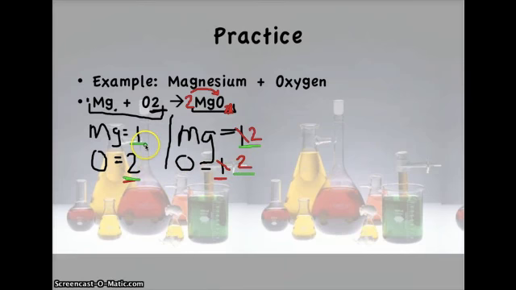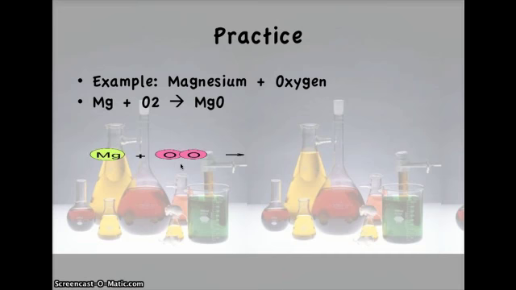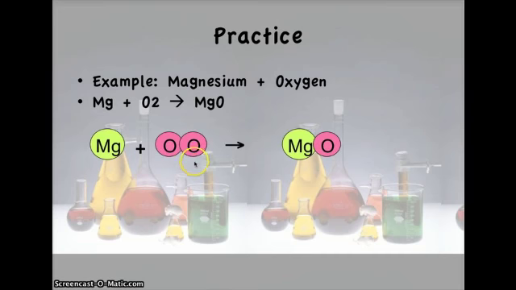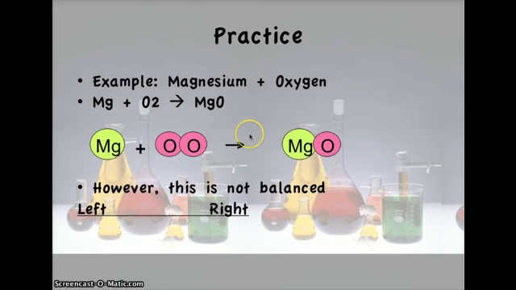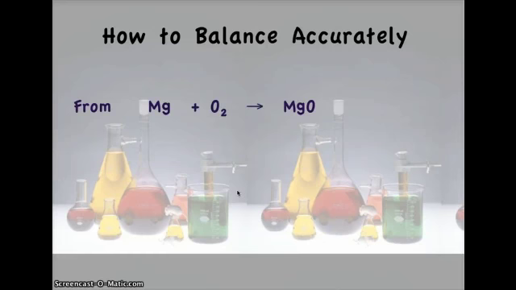So we actually have to add one more coefficient to this side. We're going to add a 2 to this side so that magnesium has 2 on both the reactant and product side, and same goes for oxygen. So this is what it would look like. And here's the tallies down below.